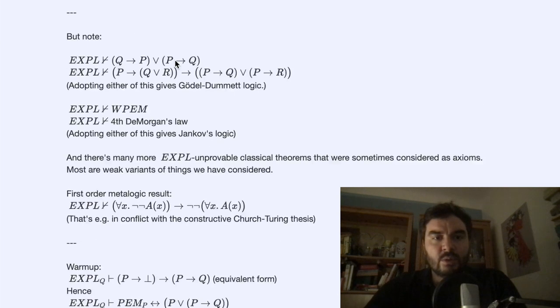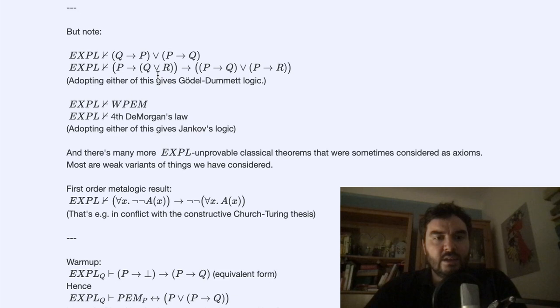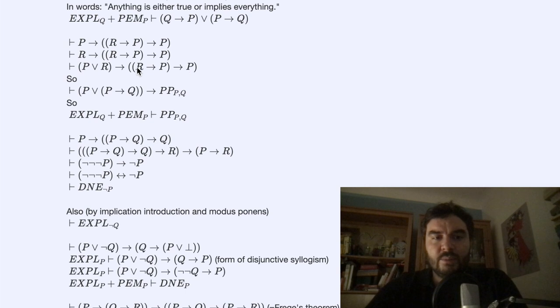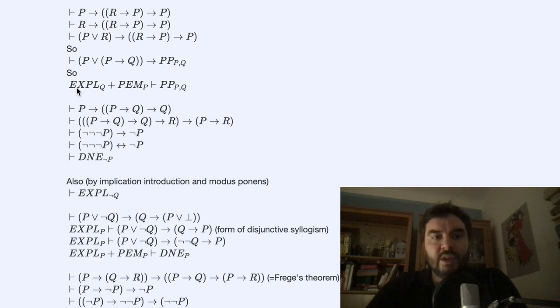So I'm going to scroll up for once, but you should either write down or remind yourself: Peirce's principle is this, for all P and Q, if this implication holds, then P holds. And this is exactly what we get here if we take this statement and for R look at P implies Q, right? So we have that that statement implies Peirce's principle. And that statement is exactly what we have shown here to be equivalent to excluded middle, right? This is the anything is either true or implies everything statement. Okay, and therefore we conclude that if you assume explosion and excluded middle, Peirce's principle holds. We've just proven Peirce's principle in classical logic, basically.